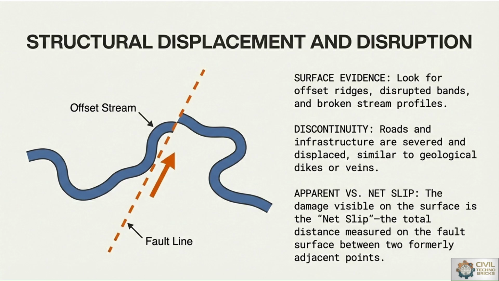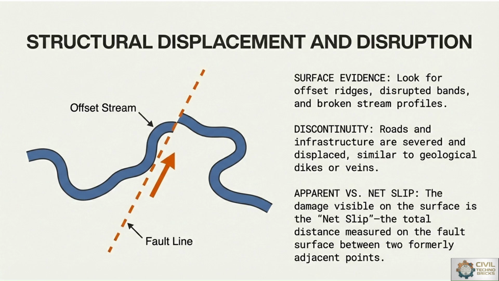Now, structural displacement and disruption. Field mapping of active faults relies on observing offset stream ridges, disrupted vegetation bands, and broken river profiles. So surface geomorphic clues are dependent on these three points.